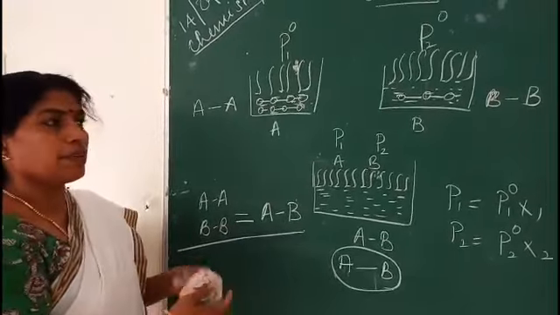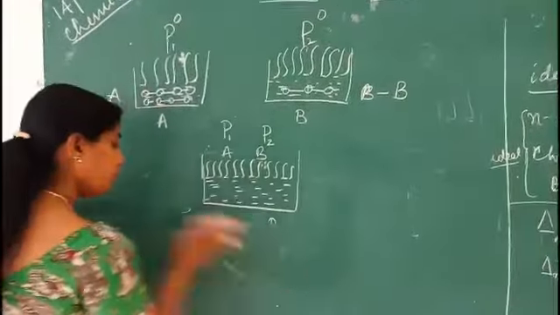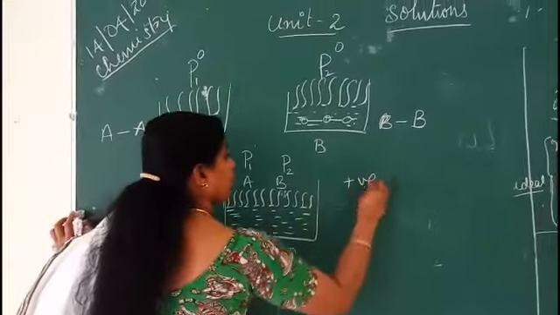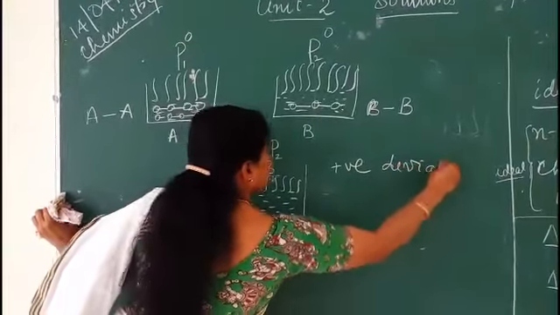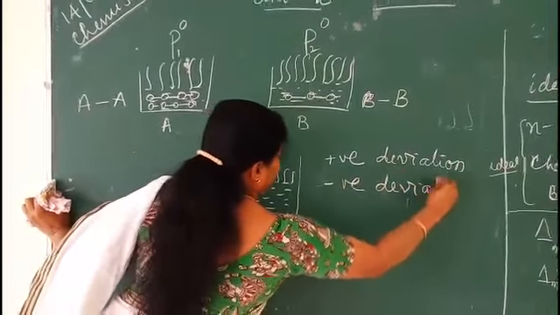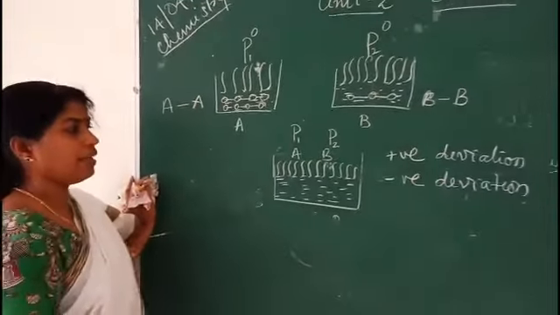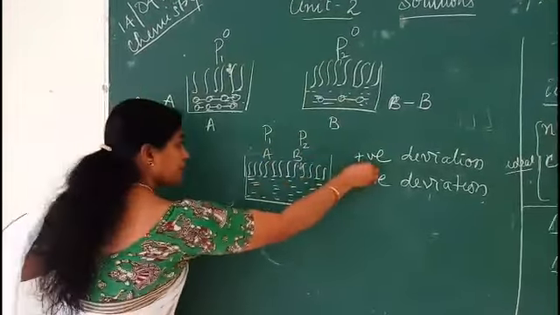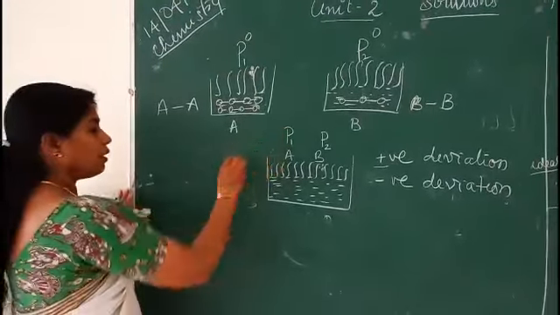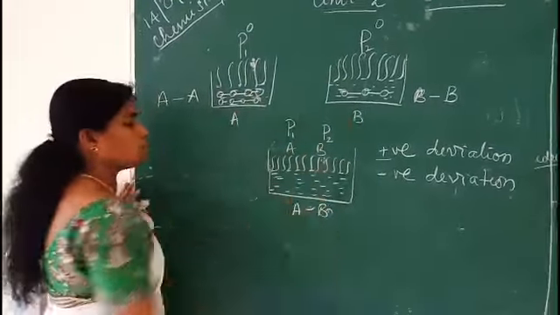Now next is deviation from ideal behavior. There is positive deviation and there is negative deviation. So two types of deviations are there, positive deviation and negative deviation. Now what is meant by positive deviation and what is its reason? Now if we take positive deviation, we have mixed these two liquids, A and B, together.